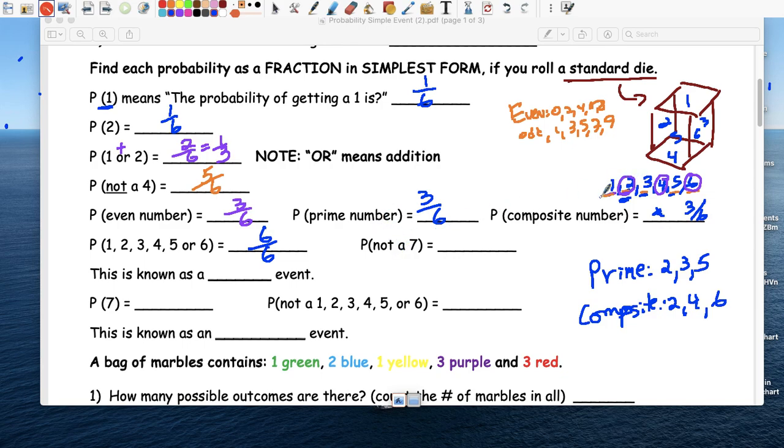Not a 7 is 1, 2, 3, 4, 5. And again, this is 6 out of 6. So this is a certain event. Right? 100% it's going to happen.